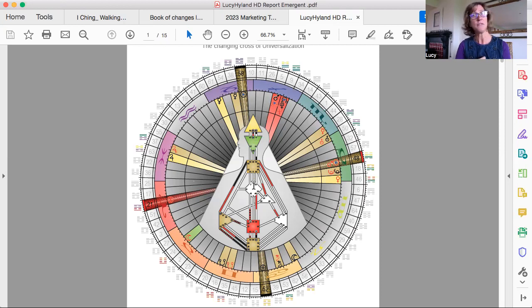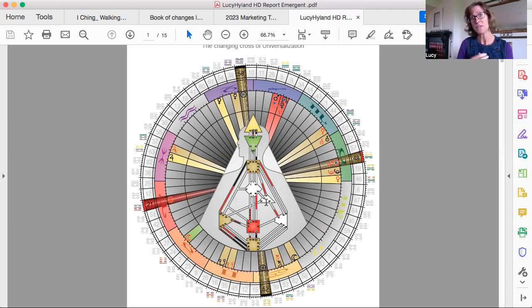And when you have a defined G center, you have a fairly good idea. You're fairly consistently you. If you have an open G center, you can be a bit of a chameleon. You can go from group to group and feel that you belong in some places and you don't belong in others, but you can change your coat to suit different circumstances. And this really is about our direction in life and our love of life.